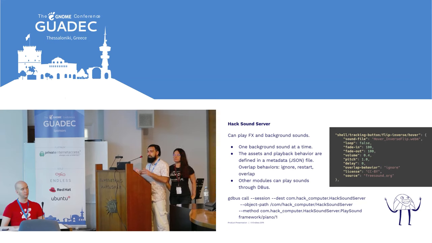And it was similar to the character animations. We had the asset and the metadata that described the asset. The different components can call by dbus, can call play sound, given a sound ID. You can see here the description of a particular sound that has the sound file, if it loops, if it fades in, fades out, you can adjust the volume, the pitch, and also have a delay. And the overlap behavior is interesting because it describes what happens when the other modules play this sound repeatedly and the sound is still playing.